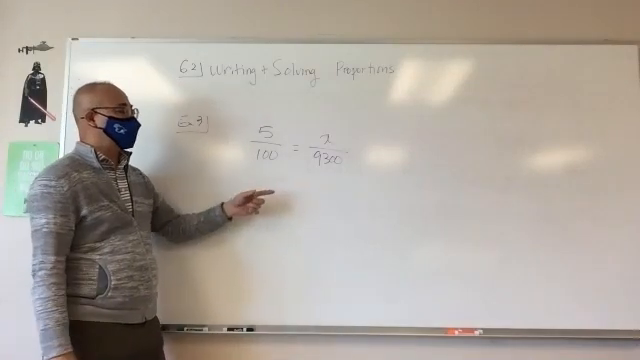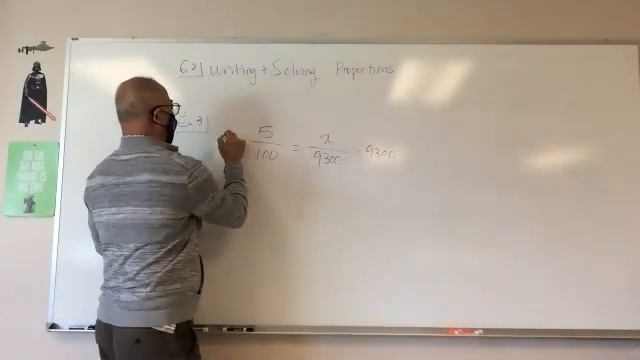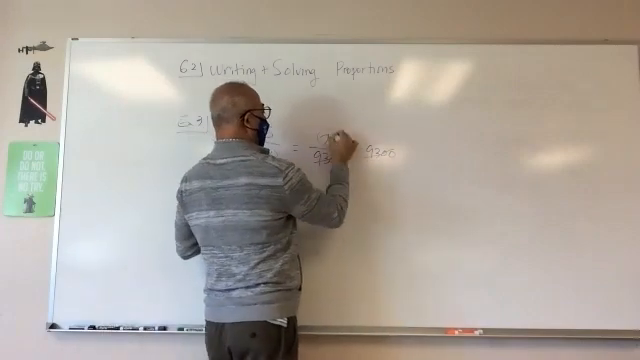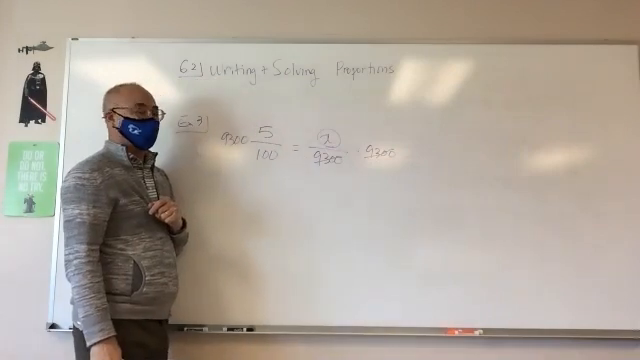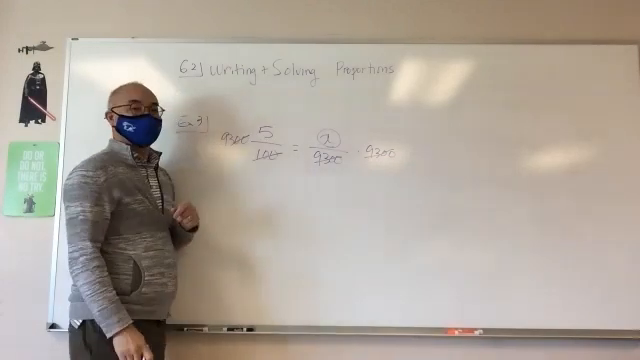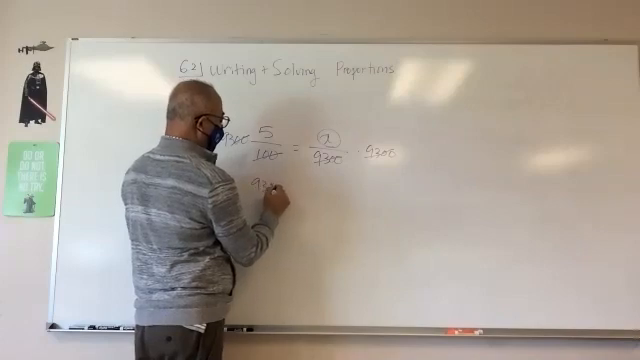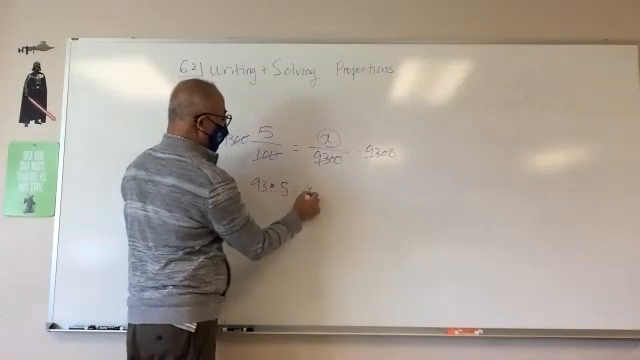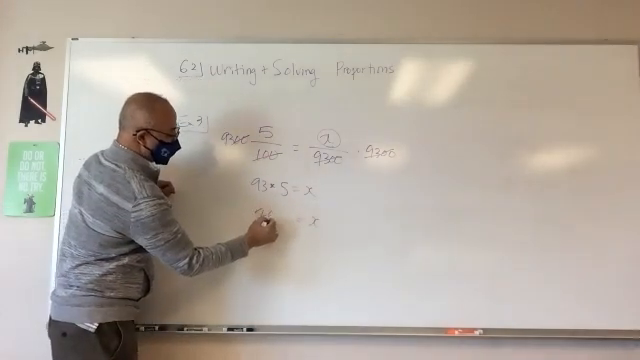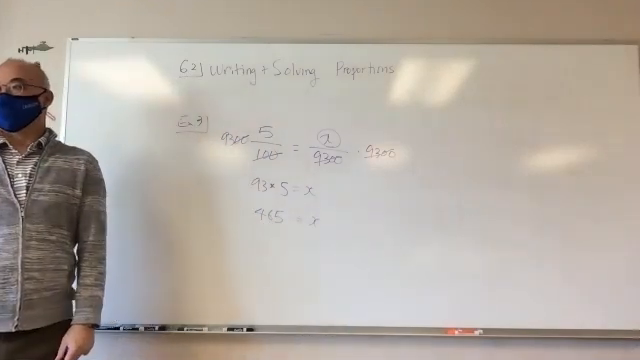Once you've figured that out, you just go ahead and multiply both sides by 9,300. This cancels out, and I have x alone by itself, which is what I'm trying to get. 9,300 divided by 100, the zeros go away, and then you're going to have 5 times 93. So 93 times 5 is equal to x. x is equal to 465. So that's how you would solve that.